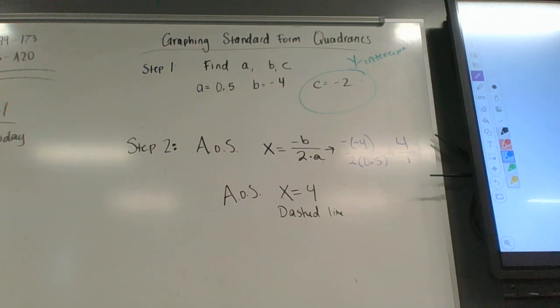And every table is different because the vertex could be anywhere. This one's all the way over at 4, so I count down from 4, and I'm going to go with 3 and 2. 2 points lower. And then I'm going to count up from 4 and do 5 and 6 because I want 2 points higher.